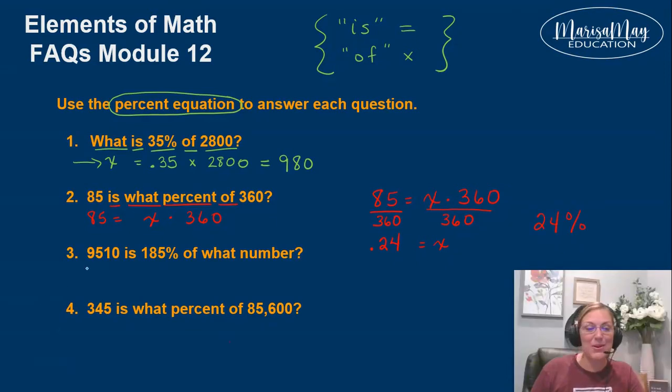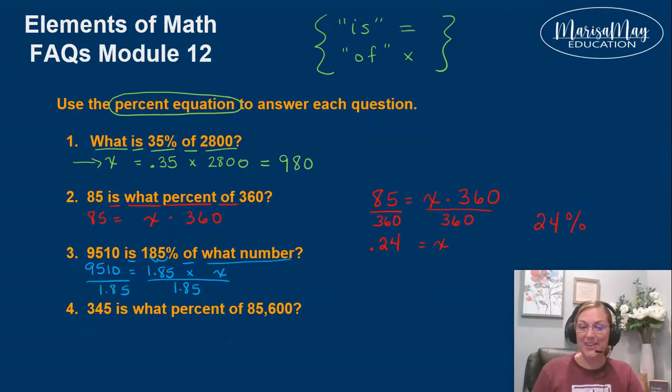Next, let's look at number 3. Translate word for word. 9,510 means equals 185%. Remember, 2 decimal places to the left is 1.85. Of means multiply. What number? That's X. Now remember, what's happening to the X? It's being multiplied by 1.85, so we're going to have to divide both sides by 1.85.